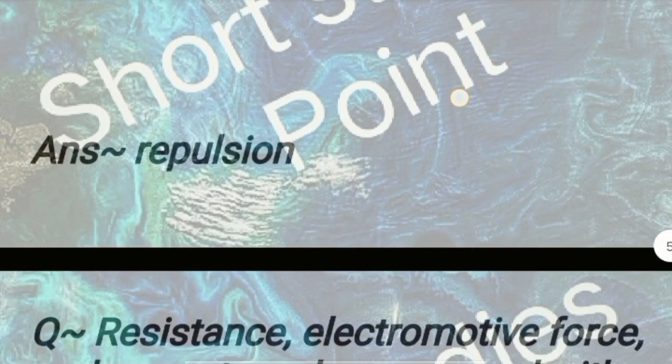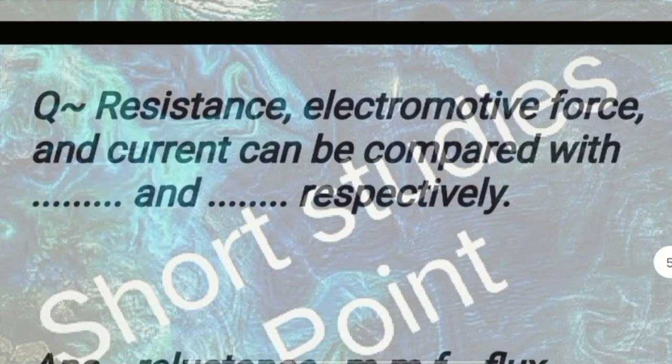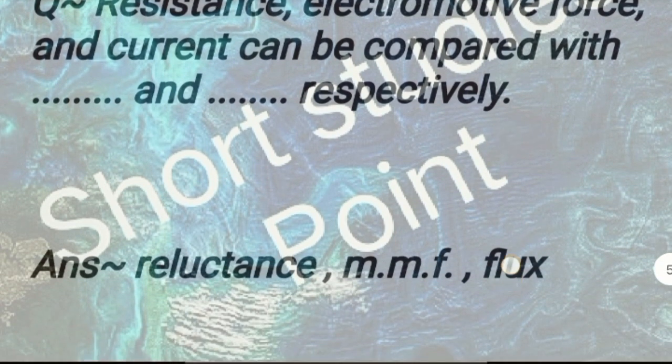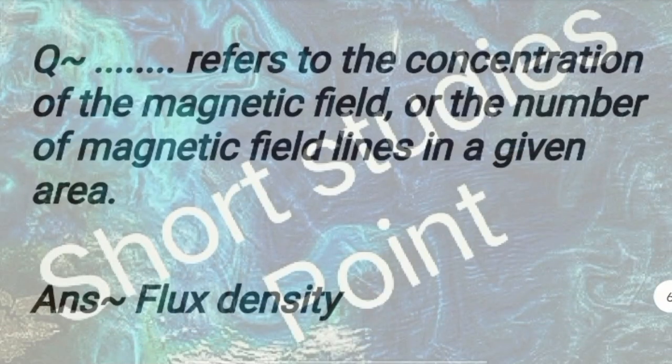Next question: the lines of force tend to spread away from each other because of the mutual dash between lines. Answer: repulsion. Next question: resistance, electromotive force and current can be compared with dash, dash and dash respectively. Answer: reluctance, MMF and flux. Next question: dash refers to the concentration of the magnetic field or the number of magnetic field lines in a given area.